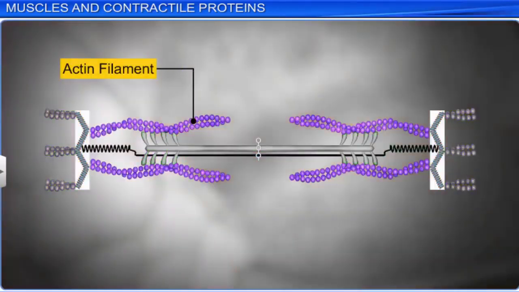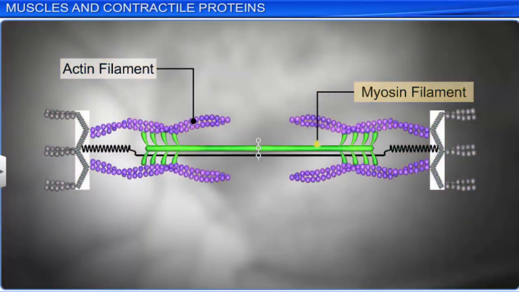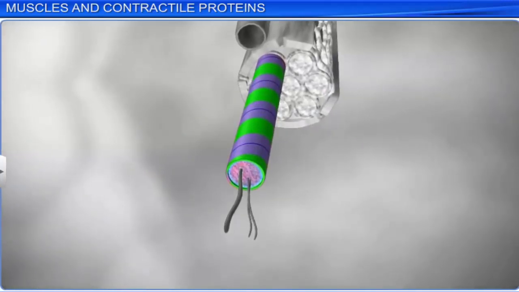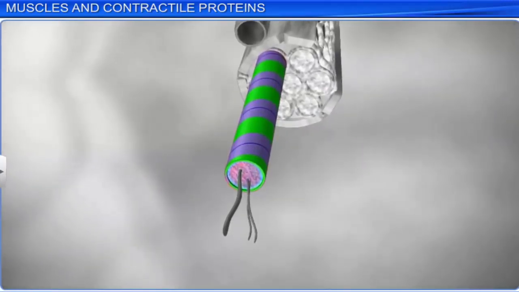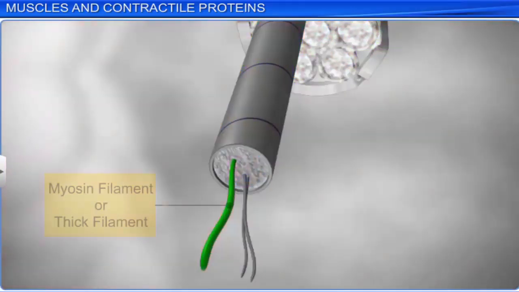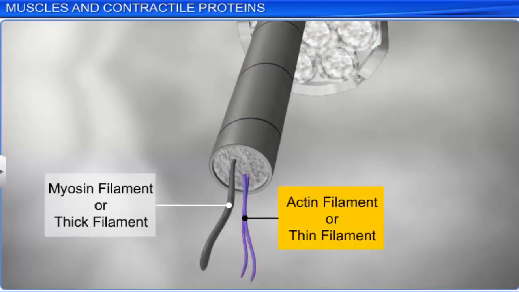Both actin and myosin are rod-shaped proteins arranged parallel to each other as well as to the longitudinal axis of the myofibrils. However, myosin filaments are thicker compared to actin filaments, and they are therefore also called thick and thin filaments respectively. They are alternately arranged throughout the length of the myofibrils.